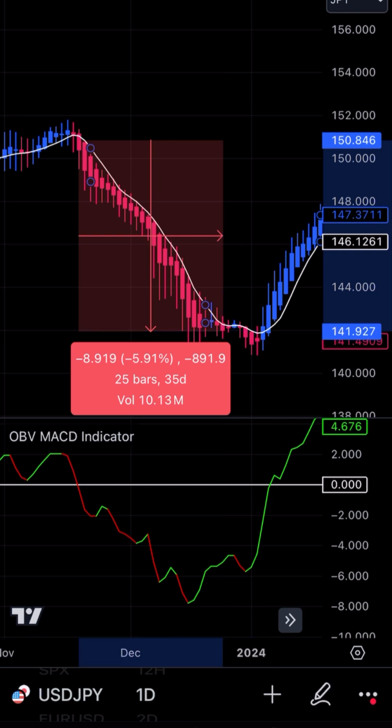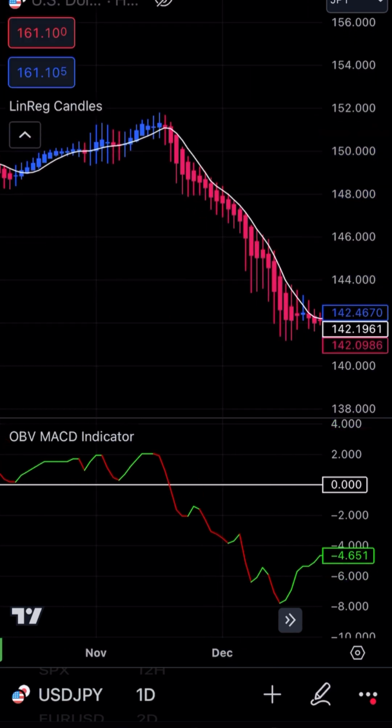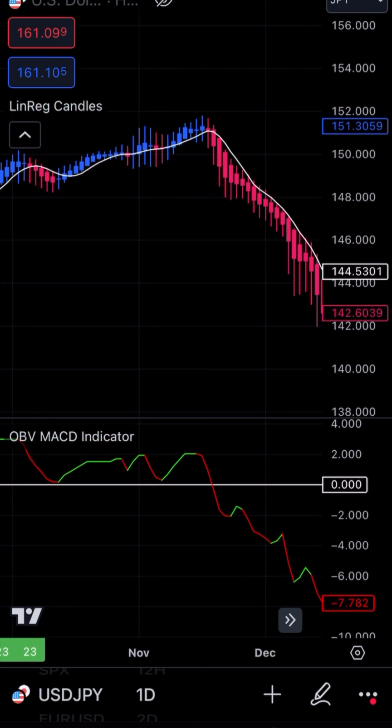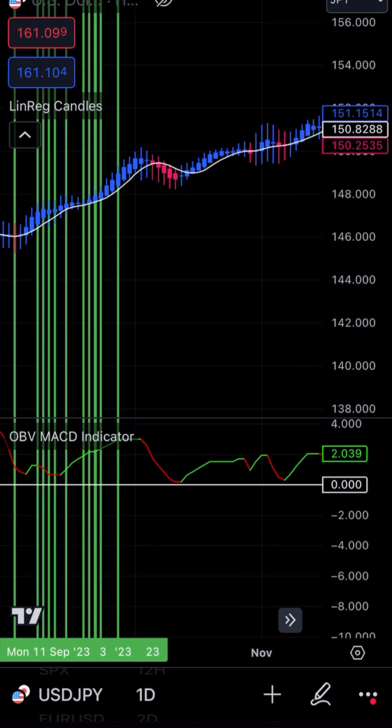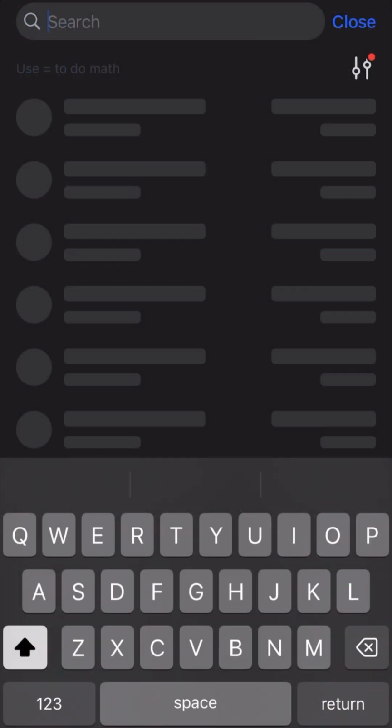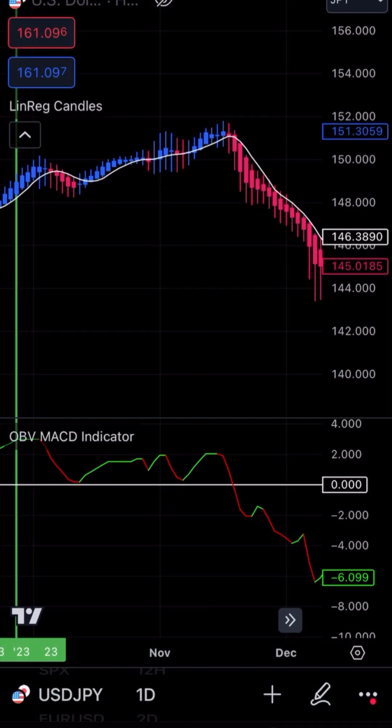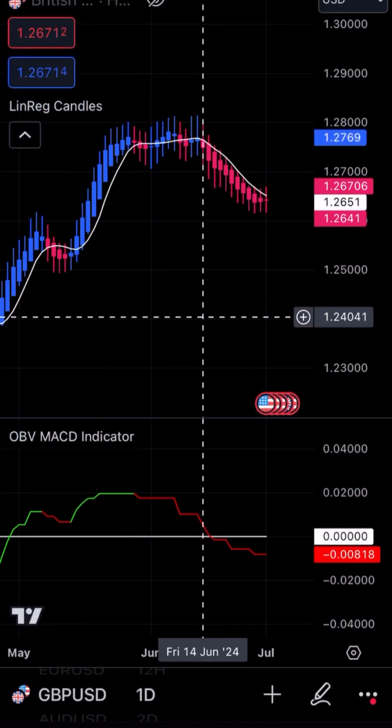This is an 8,919 pip move for 35 days. Not bad. So you use your lot size accordingly. Real quick, let's look at another Forex pair. Let's look at the British pound.